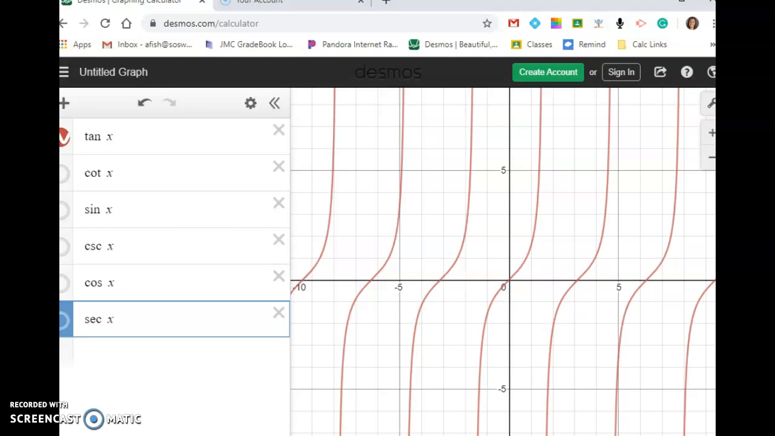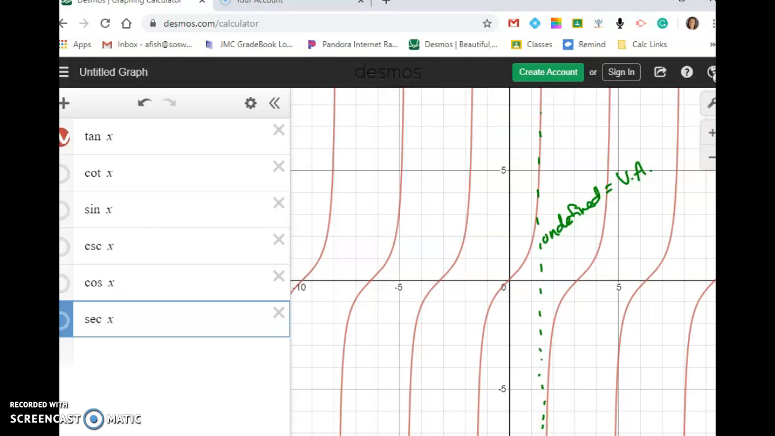If you're looking at your unit circle, there are spots where the tangent function is undefined. These undefined values give you your vertical asymptotes. So obviously you can see that this is just going to keep repeating itself.